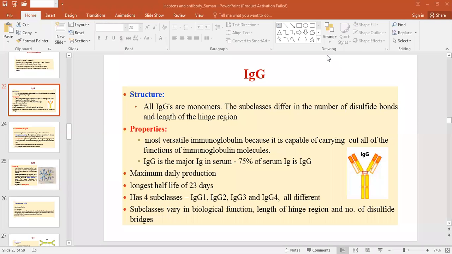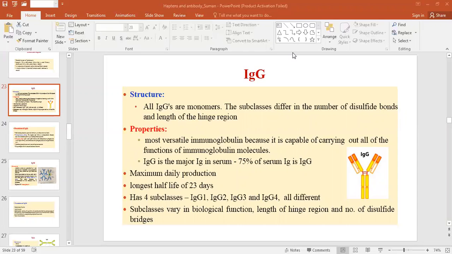Dear students, today I am going to discuss the structure of different types of immunoglobulins, because the structure of immunoglobulin I have already discussed in my last lecture. So today I am going to discuss the types of immunoglobulins and their functions. Then I will cover immunoglobulin genes and diversity of antibody. So first I will start with immunoglobulin G.